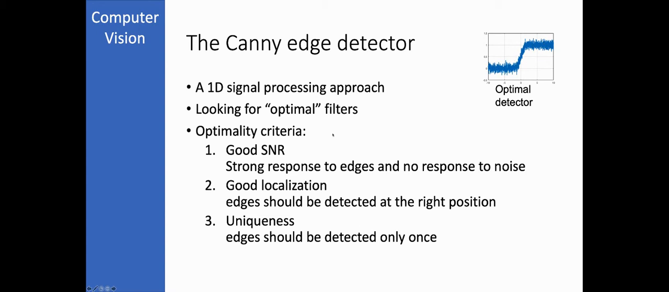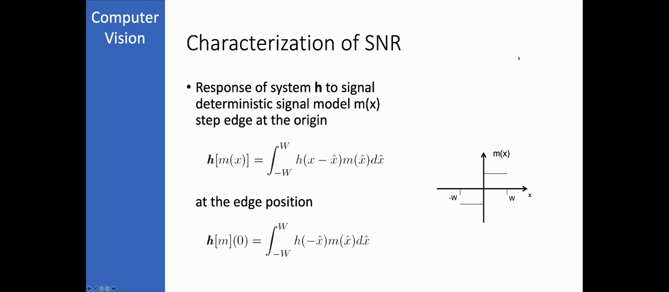given signal. And the optimality is really defined in terms of good SNR, meaning strong response to edges and no response to noise ideally. Good localization, meaning edges should be detected at the right position, not before or after. And uniqueness: for a given such profile, I should be able to detect only one edge and not multiple edges. So let's talk about this characterization a little bit.